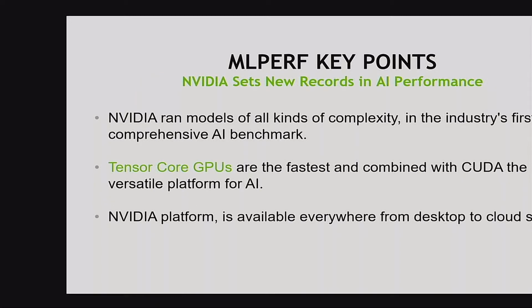So we managed to run 6 out of 7 workflows for the MLPerf, which is good and shows the versatility of the GPU architecture. It's been argued for a long time that GPUs are not versatile, that they can do only this one thing, or that CPUs are versatile. But slowly and steadily, you can see there are a lot more things that the GPU can do with programming efforts. The Tensor Core GPUs are the fastest.